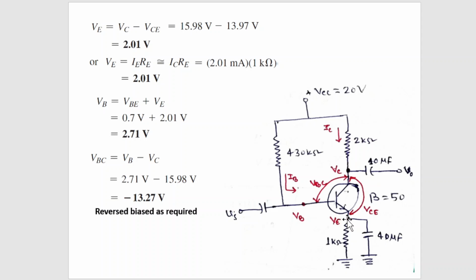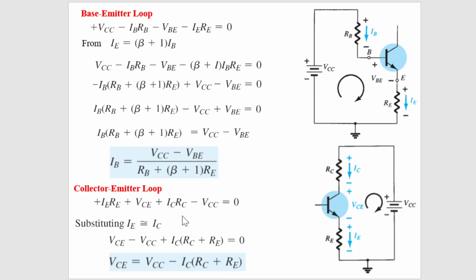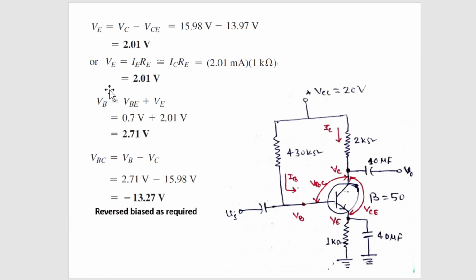Another method uses an approximation. This IC will be approximately equal to IE, as we have approximated in theory also. This IE can be approximated as equal to IC. If we approximate IE equal to IC, we can write the voltage drop across this resistor. The voltage drop across this resistor is VE. So VE is equal to IE into RE. That is what I have written.